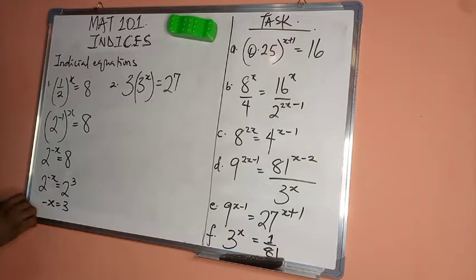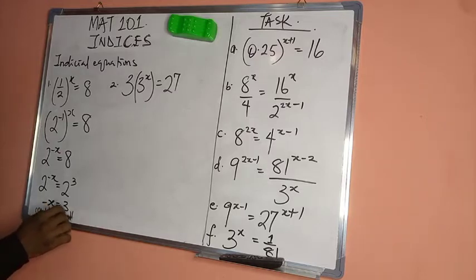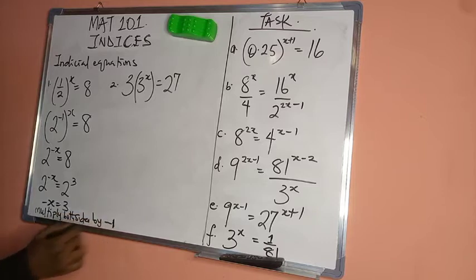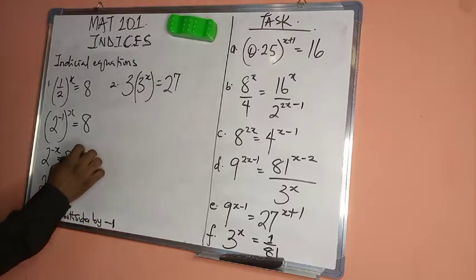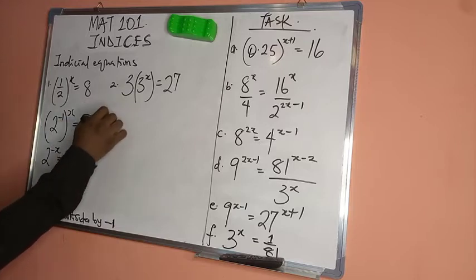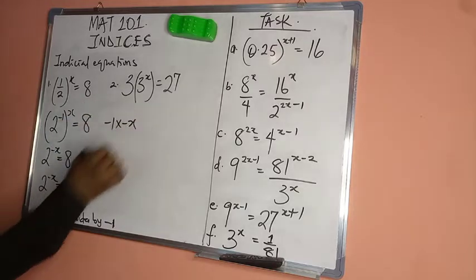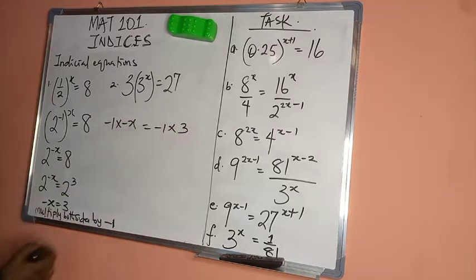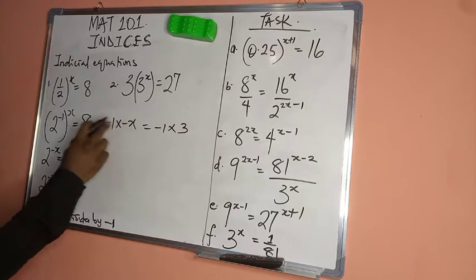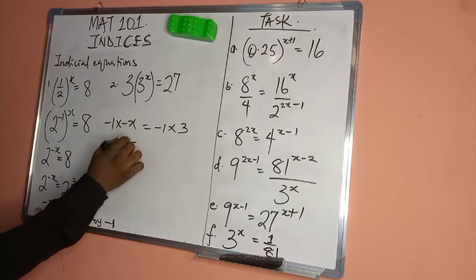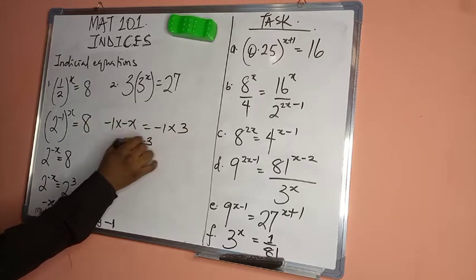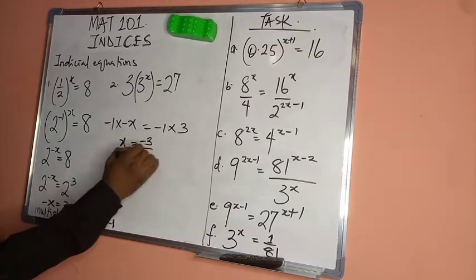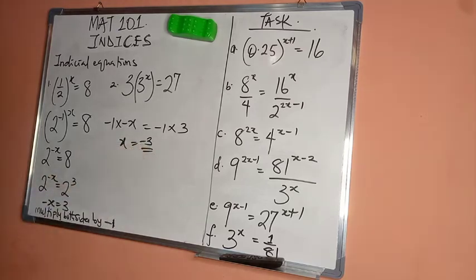Okay, so let me just put it down. Multiply both sides by negative 1, right? That's negative 1 times negative x equals negative 1 times 3. Minus and minus, that's plus, and here gives you minus 3. Minus 1 times 3 is minus 3. So here the final answer is x equals minus 3.